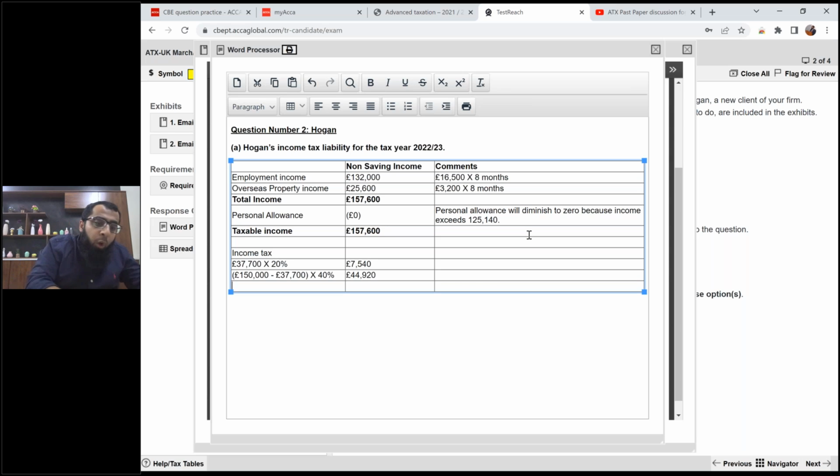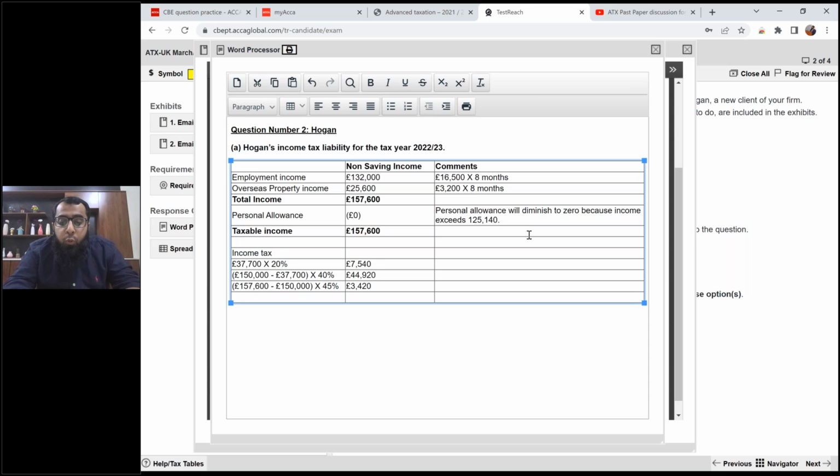So it's 44,920. And then on the remaining 157,600 minus 150,000, you will apply 45%. So on 7,600, it will be 45%. So it's 3,420. So your income tax is, can anyone tell me? 7,540, 44,920, and 3,420. It's 55,880.